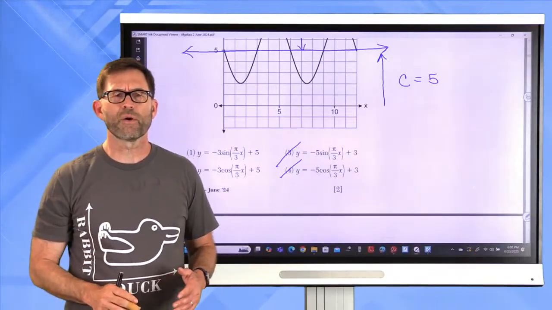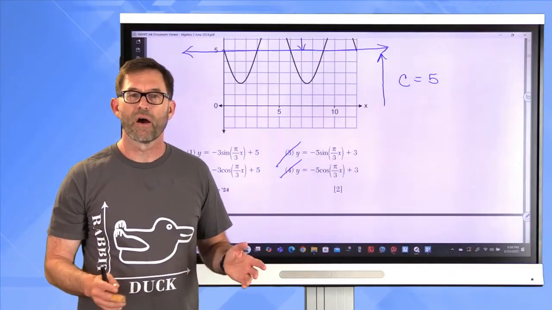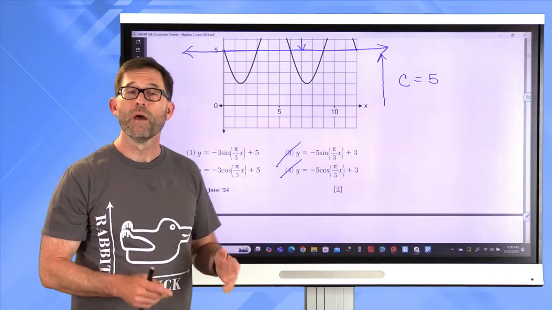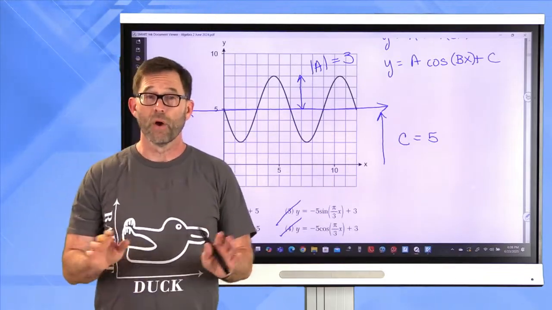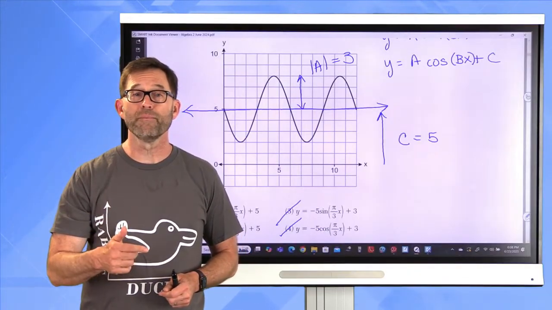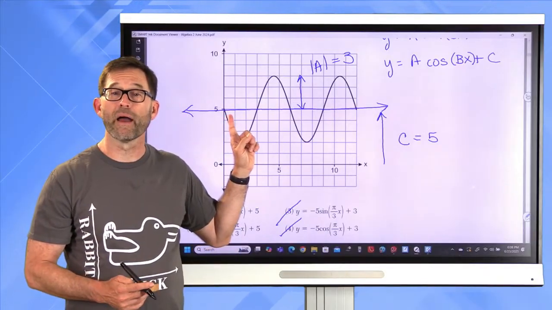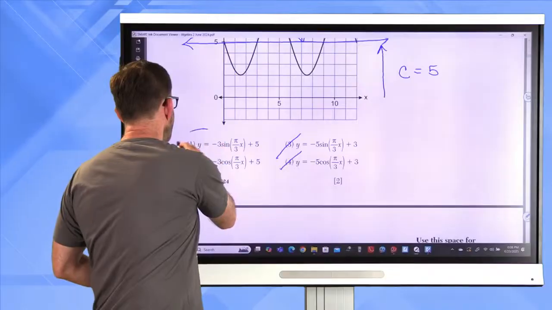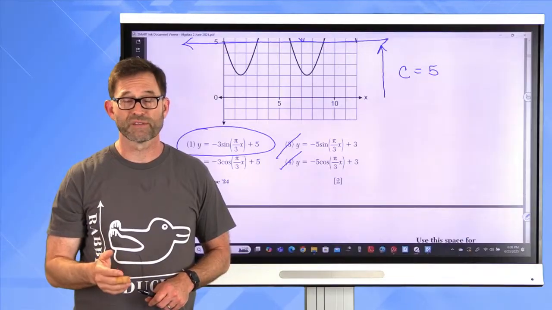We also don't really have to figure out whether a is negative or positive because a is negative on each one of these things. All right, our task really is to just figure out whether it's sine or cosine. But keep in mind that sine always starts at its midline, assuming no horizontal shift, and cosine always starts at either a maximum or a minimum, depending on whether a is positive or negative. So in this case, we're starting at the midline, and because of that, this is the sine function. And specifically, it's y equals negative 3 sine pi over 3x plus 5.